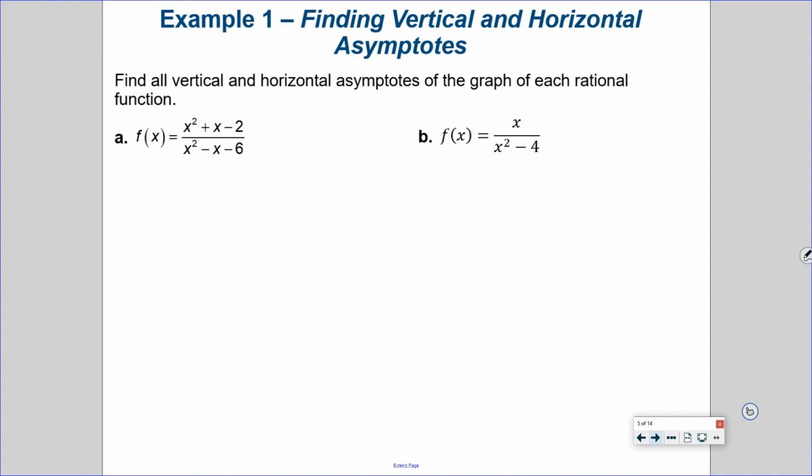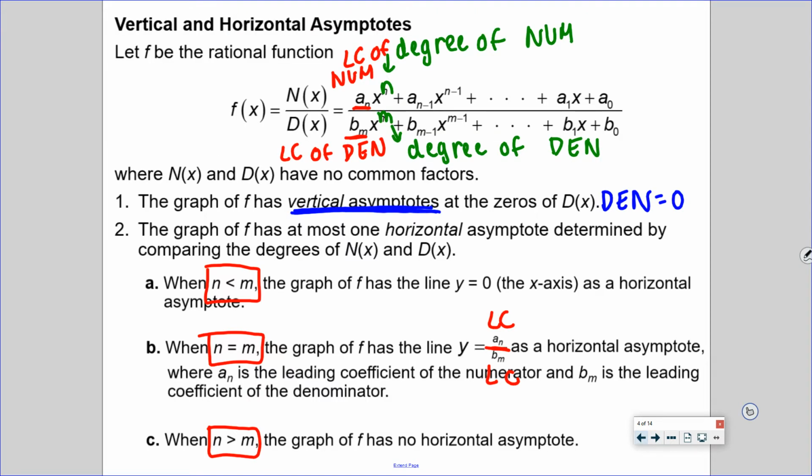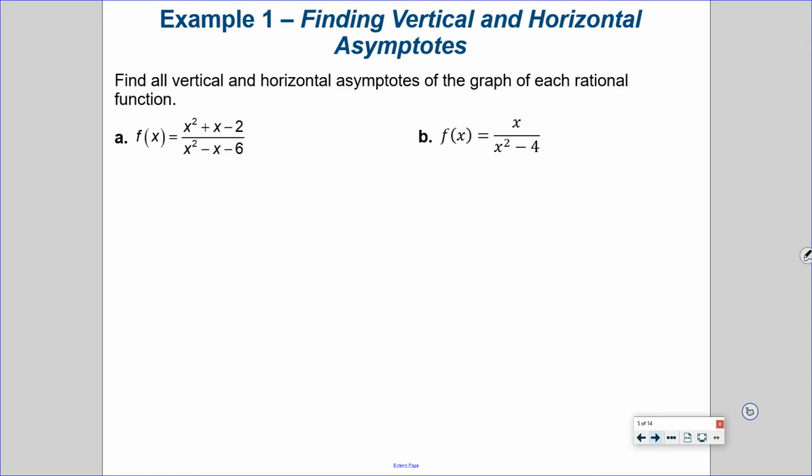Let's try some before we throw in the slant asymptotes. Let's practice just finding some vertical and horizontal asymptotes if they exist. I'm going to start with letter A here. Before I start trying to set my denominator equal to 0 or applying any of these rules for my horizontal asymptotes, I first like to factor it if I can and simplify my rational function. When I go to graph it, that's always my first step anyways, to see if I can simplify it a little bit more.